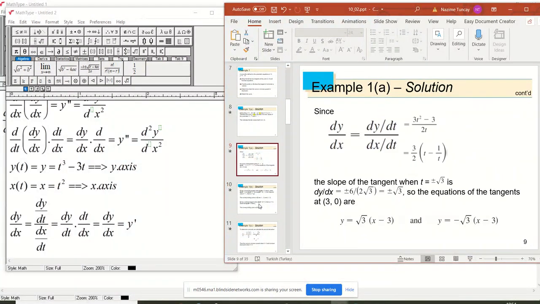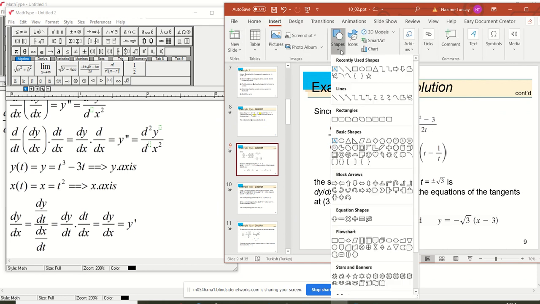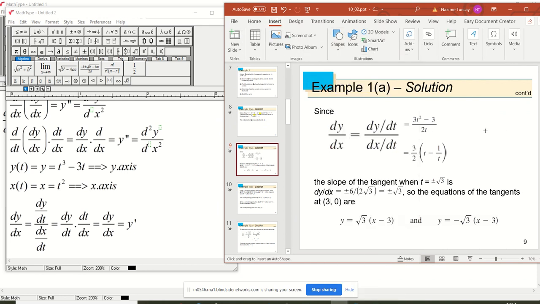So here, yes, this one. You see here, this is the derivative of y with respect to t. Let us see what the derivative of y was. It is 3t square minus 3, over this 2t here.